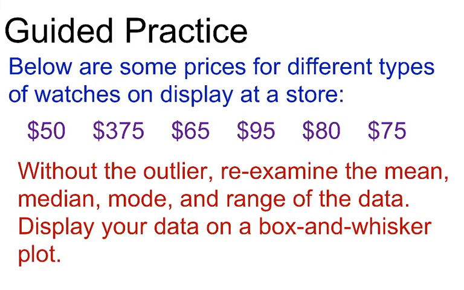Now it's your turn. Below are some prices of different types of watches. So you're going to actually look at the same exact problem that I just gave you. But you're going to redo the problem without the outlier. So you're going to calculate the mean, median, mode, and range of the data. So you're going to forget about the outlier. Then you're going to display your data on a box and whisker plot. Go ahead and pause the tutorial and re-examine all of those things. If you need to look back at the tutorial to see how to do any of the steps, now would be a good time to do that before practicing on your own.